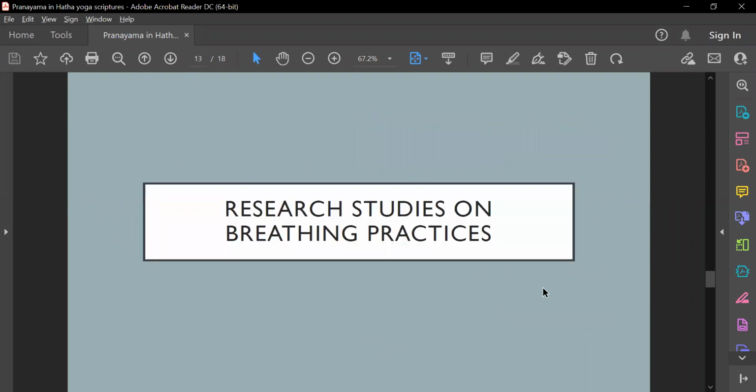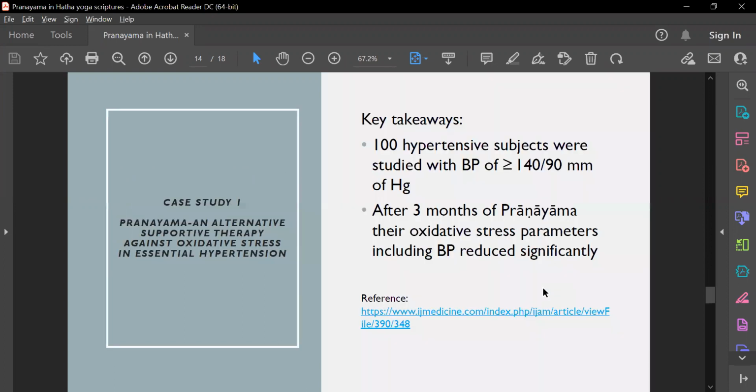Okay, some research studies, just to tell you how effective some of the basic pranayama techniques are. There was a research study done on hypertensive subjects. Approximately 300 plus people were taken, and out of those, 100 plus were hypertensive, with a blood pressure of 140 by 90. This was a prerequisite to consider them hypertensive.